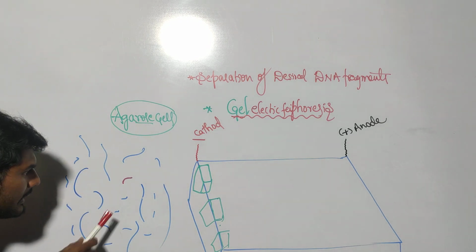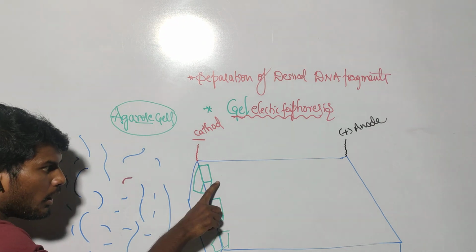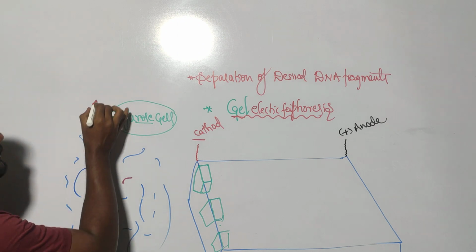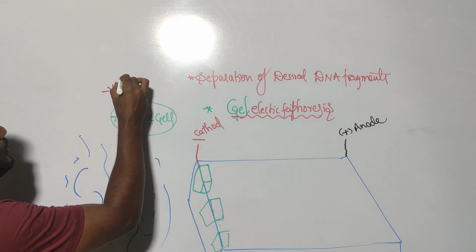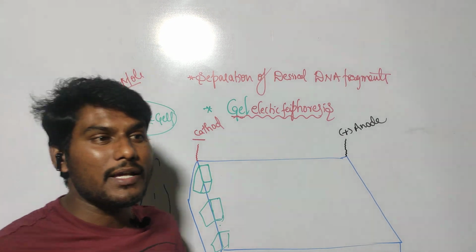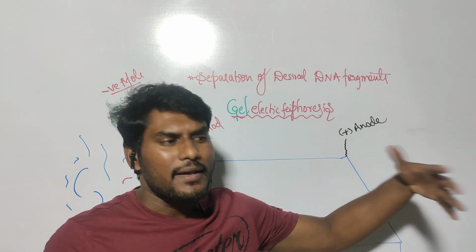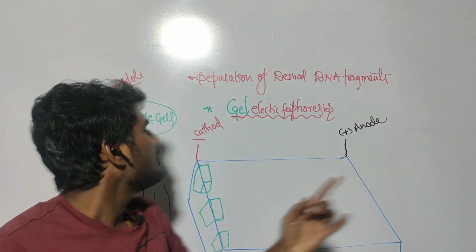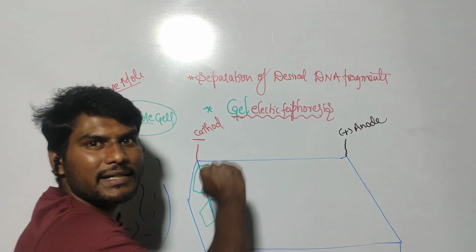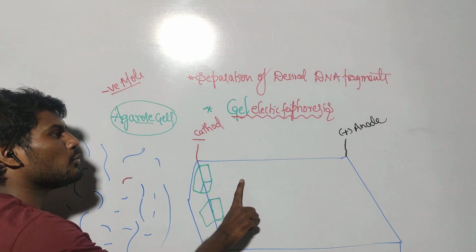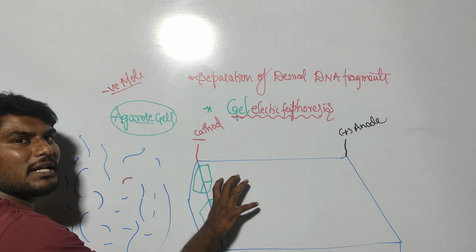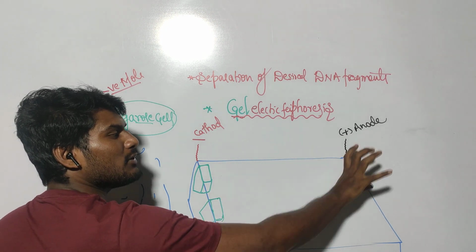What happens now? These DNA fragments move towards the positive charge. Why? Because DNA fragments are negatively charged molecules. But negative is always attracted towards where? Positive. So whenever we switch on the electric field, these DNA fragments move towards the anode. Anode is positive. So the negatively charged molecules move towards the positively charged electrode.